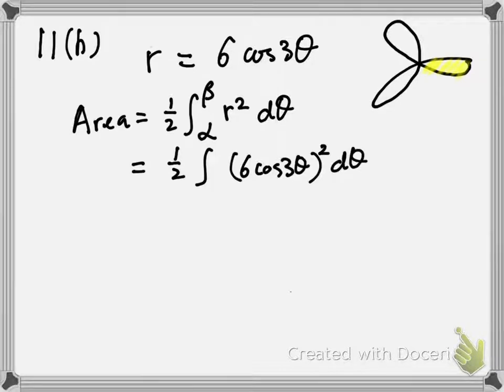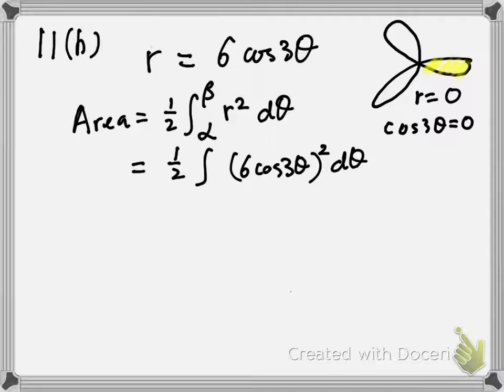But what is a good choice for alpha and beta? To do that, we will ask ourselves, when is r 0 on 2 consecutive times? So on the side, we know when r is equal to 0, then 6 cosine 3 theta is going to be 0. And if we divide by 6, we know that cosine of 3 theta will be 0.